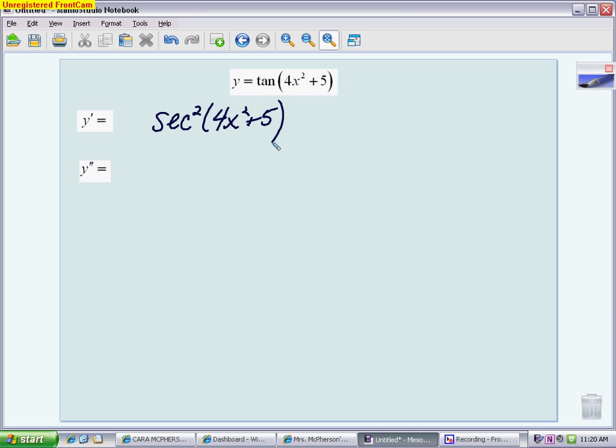Instead of putting it at the end, I'm going to put it at the beginning. Just looks a little bit better. That's the first derivative. Very easy derivative. You only have two levels there. Derivative of trig, derivative of the angle.